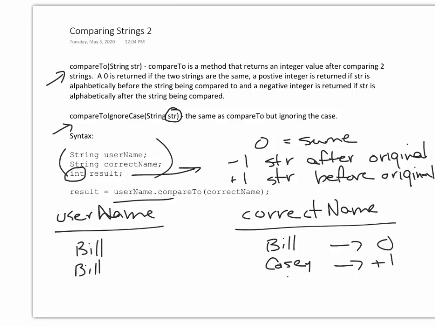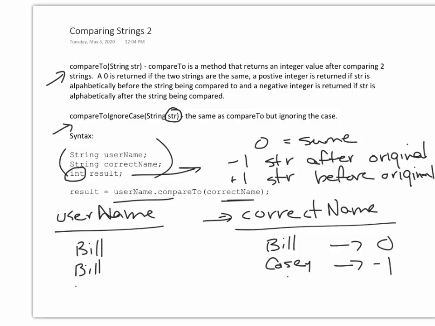Sorry, I knew I was going to get that wrong when I looked at it. Yeah, it's the other way around. It's negative because Bill is before Casey. Okay, so the str comes after. This is the string inside the brackets. Okay, this is correct name. So if correct name comes after, we get a negative value.